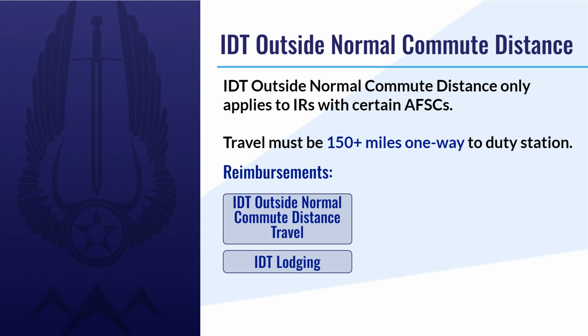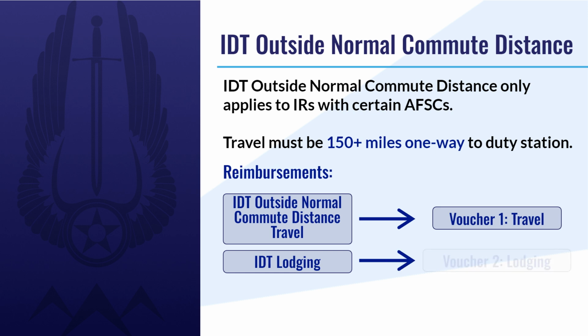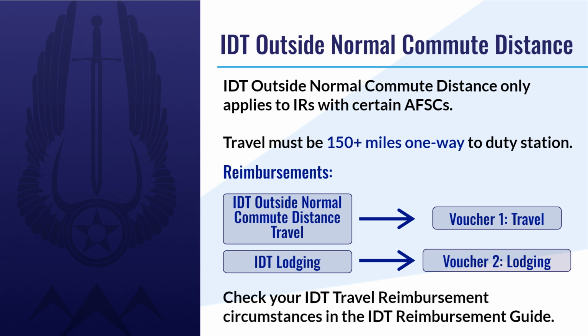Travel due to IDT outside normal commute is authorized to receive both IDT outside normal commute travel reimbursement and IDT lodging reimbursement. However, you must submit 2 separate travel vouchers. One for transportation expenses, if you are eligible, and one for lodging. You can check your IDT travel reimbursement circumstances in the IDT reimbursement guide, linked in this video's description.